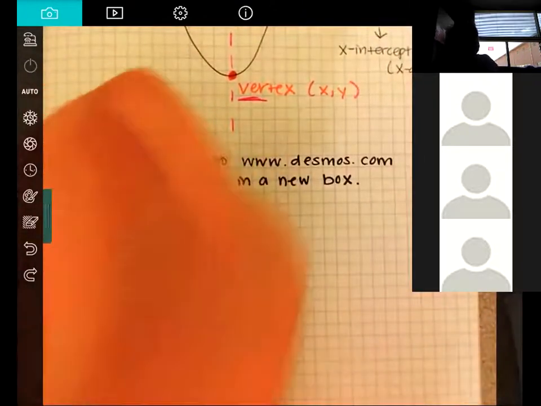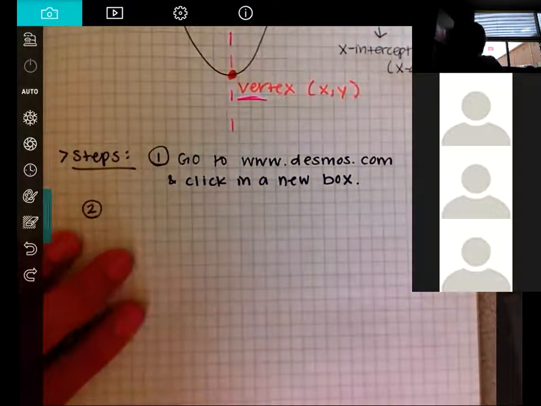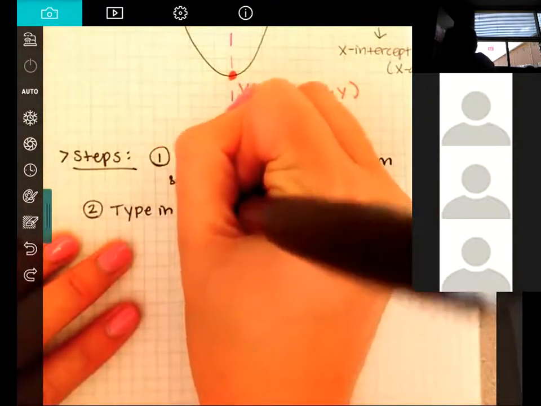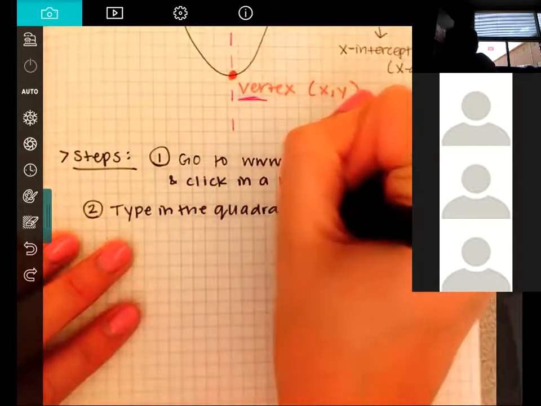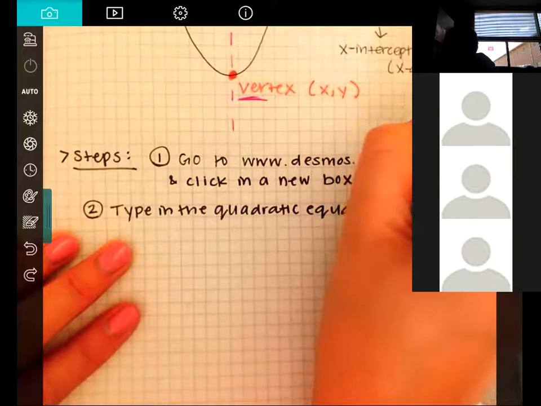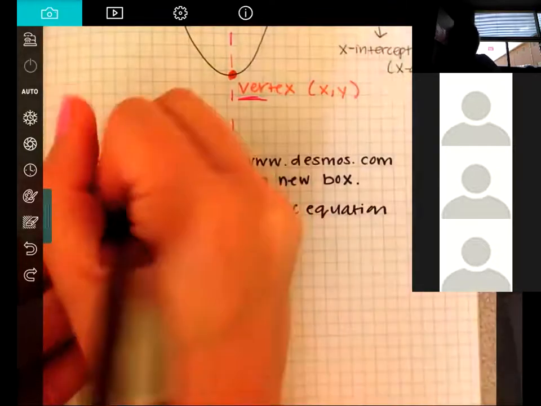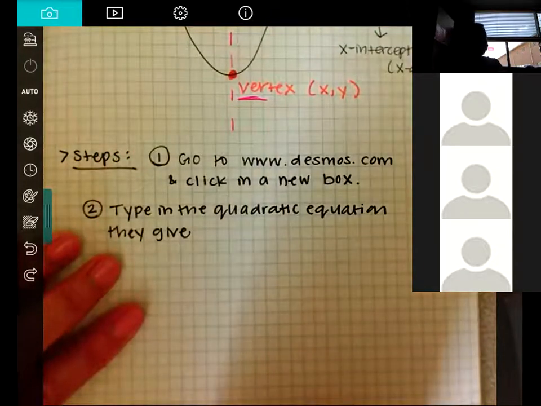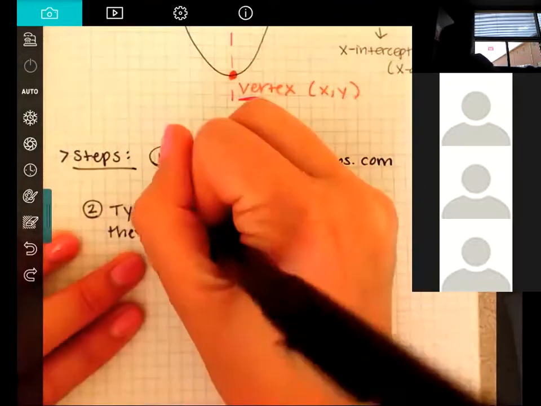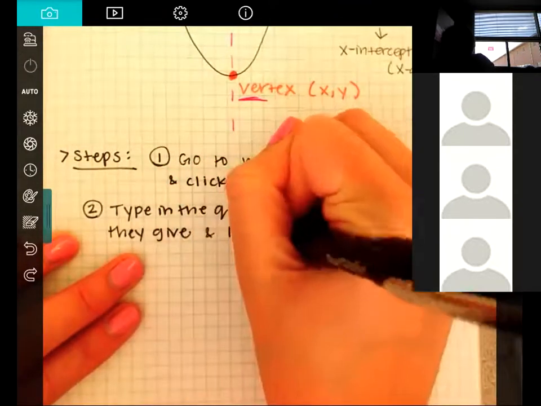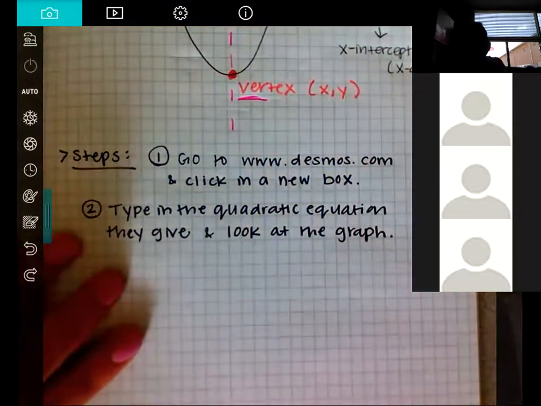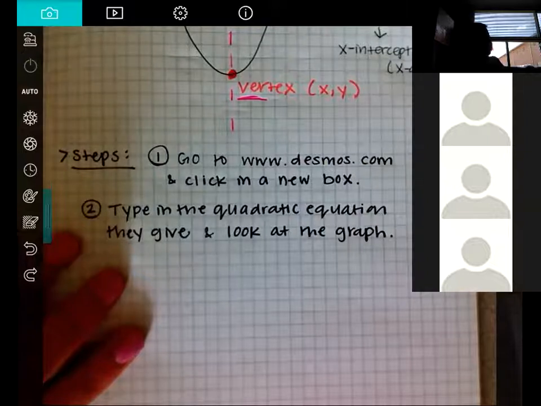All right, y'all, step 2. Type in the quadratic equation they give. So whatever the problem says, whatever equation they give you, you're going to type that into Desmos and look at the graph. Because once we type the equation in, Desmos will do what? Yeah, it'll graph it for you. You just have to know where to go click on the graph.